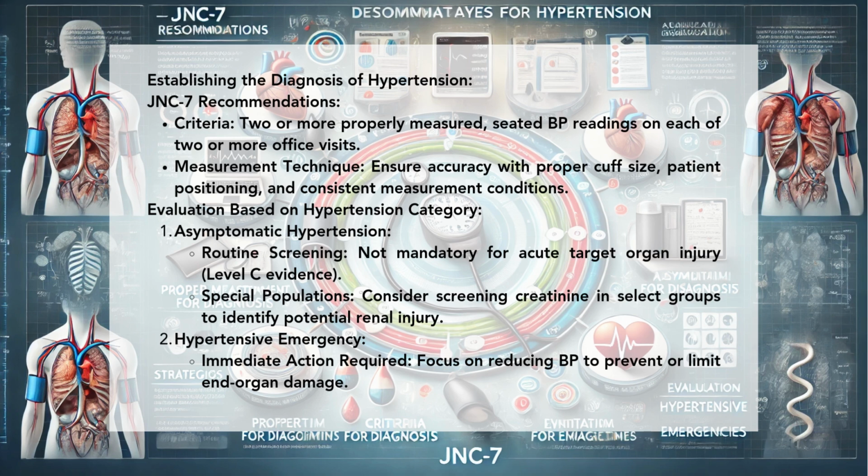Evaluation based on hypertension category. Asymptomatic hypertension: routine screening is not mandatory for acute target organ injury, level C evidence. Special populations: consider screening creatinine in select groups to identify potential renal injury. Hypertensive emergency: immediate action required, focus on reducing BP to prevent or limit end organ damage.